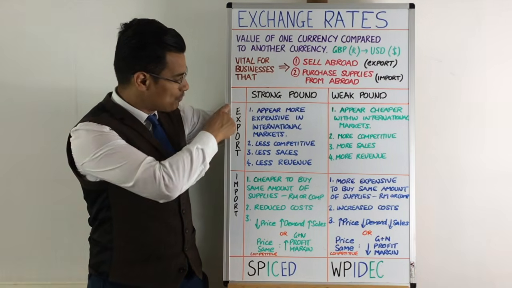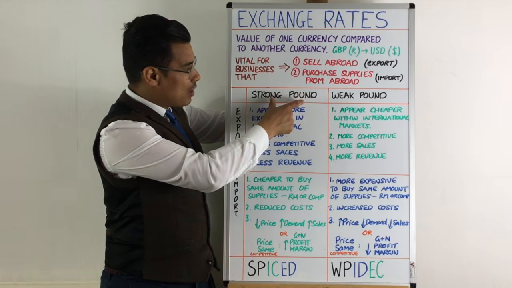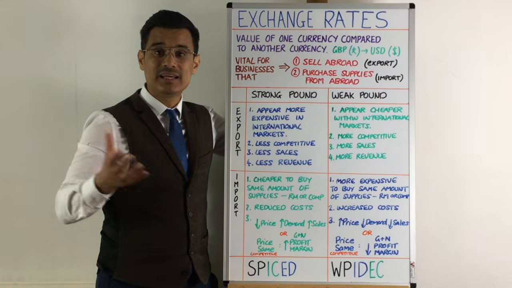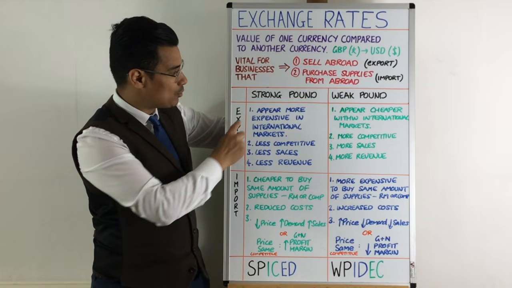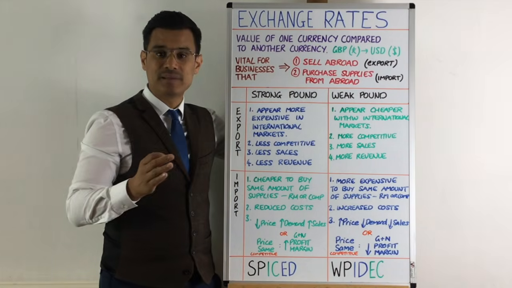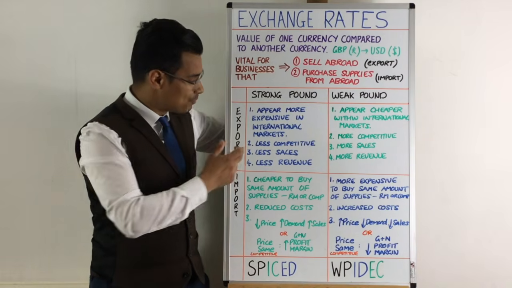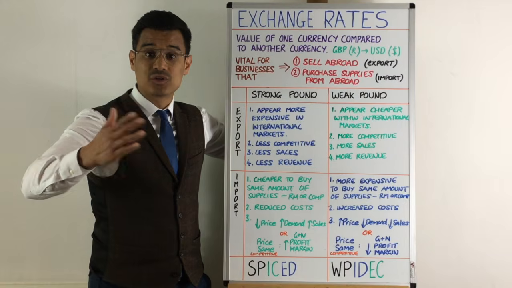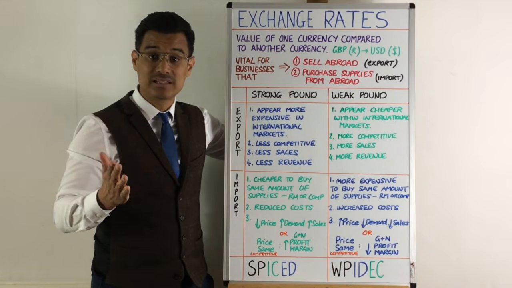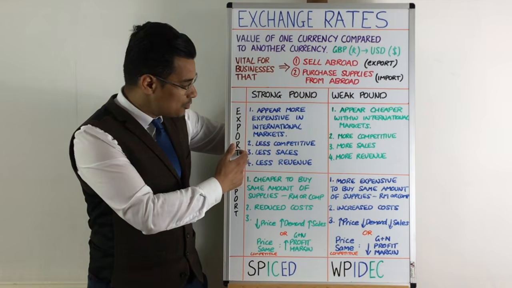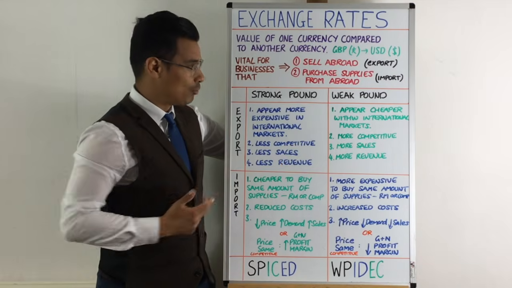We'll start firstly with exporting, exports, and if you have a strong pound or the pound is increasing, well, this is what it means. If the pound is increasing and you export, then you're going to appear more expensive in international markets. You're going to appear more expensive abroad. Therefore, in those markets that you're selling to abroad, you're going to be less price competitive. So that's going to mean less sales abroad and less revenue abroad.